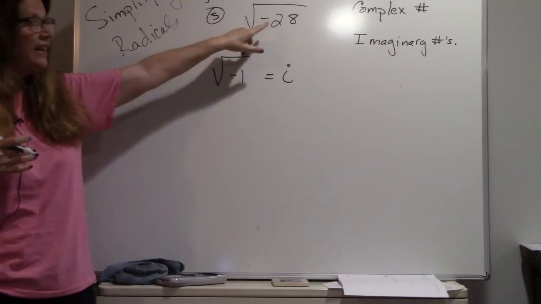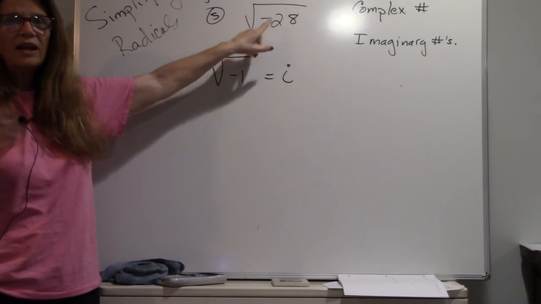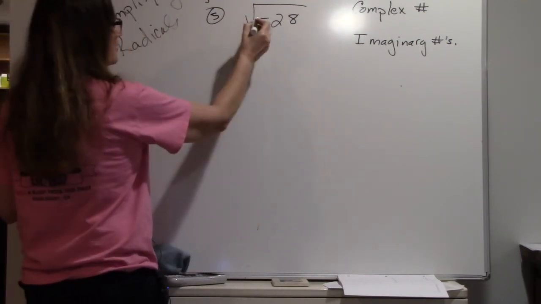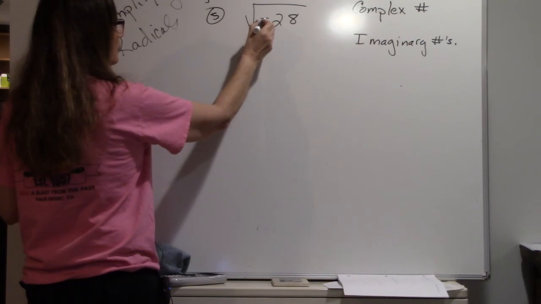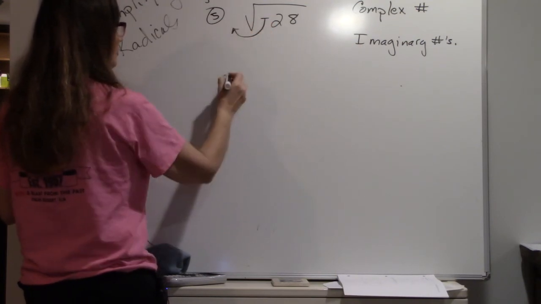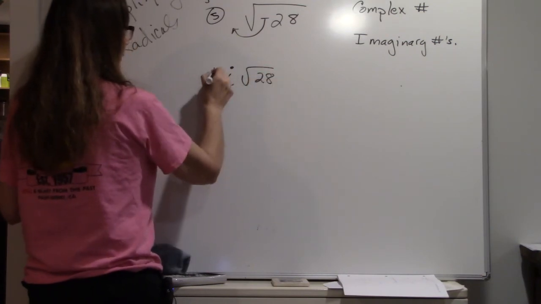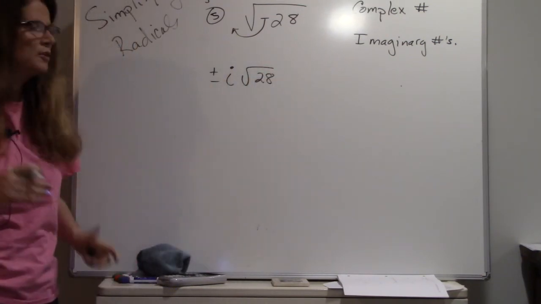Okay? So I cannot do anything with this value until I pull that negative out. So anytime I see a negative underneath the radical, I'm going to pull this out. It's going to be i square root of 28. And again, plus or minus, always plus or minus.